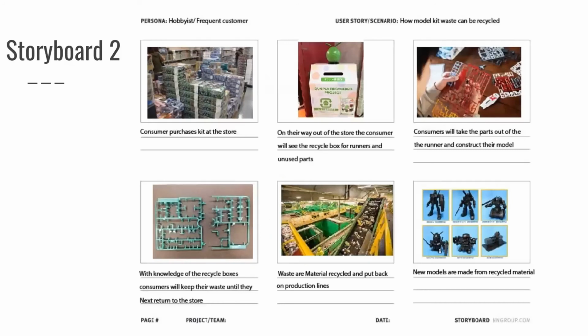So this is a second storyboard on how users can go about recycling. So the consumer purchases the kit. They're informed of the recycling project. And then after they complete the kit, they recycle the runners and the unnecessary parts, which can be used to create new products.